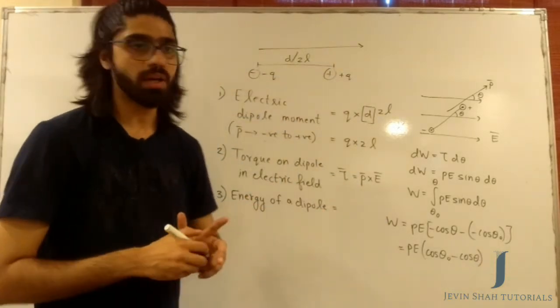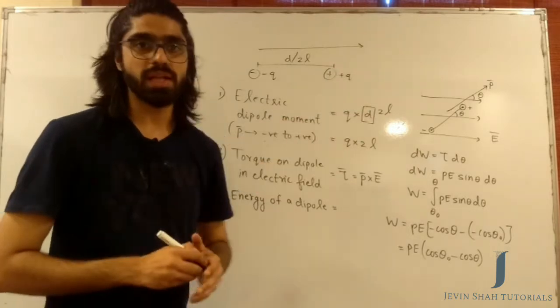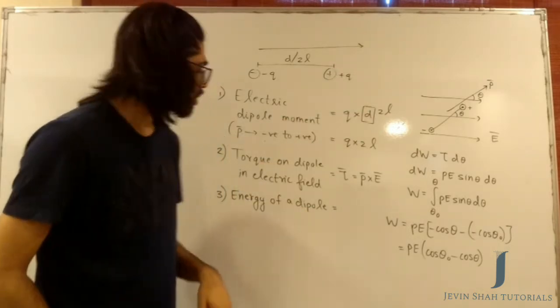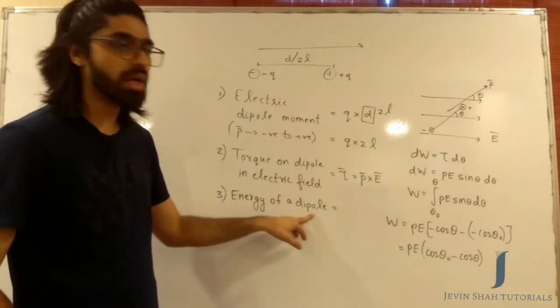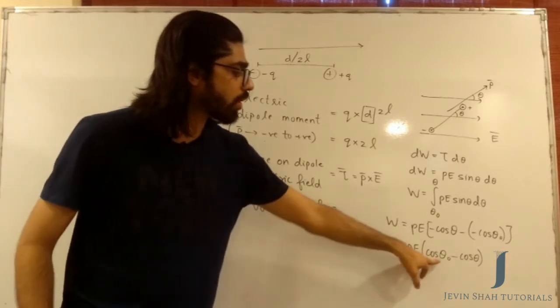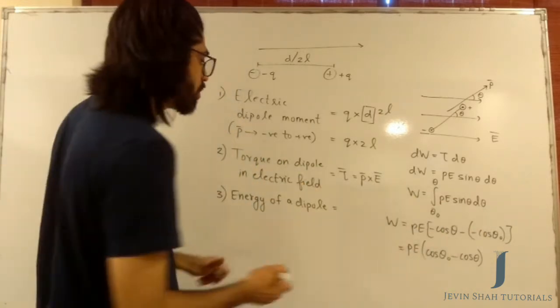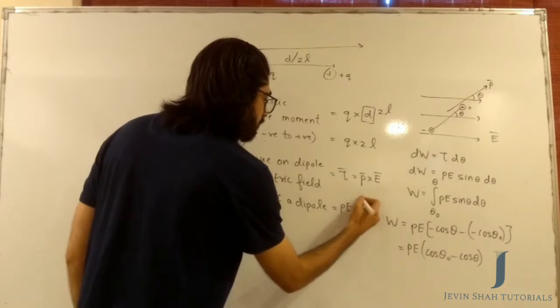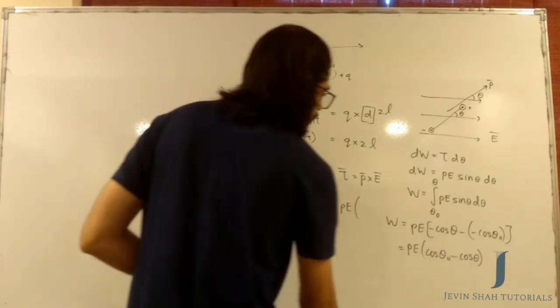See, whatever work you have done is the energy which is stored in the dipole as potential energy. So we say that the energy of a dipole is going to be given by PE cos theta naught minus cos theta. So this is PE cos theta naught minus cos theta.